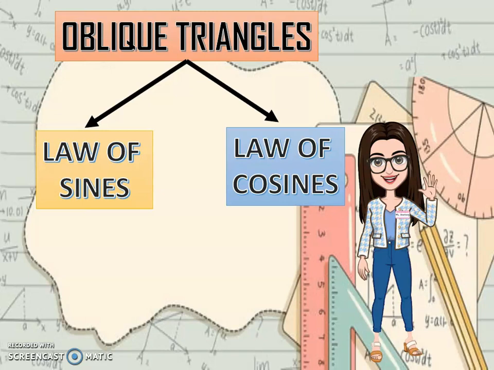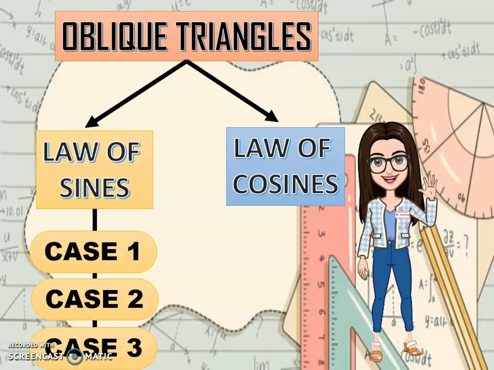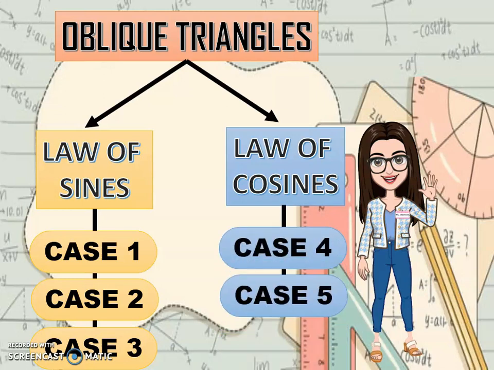But we need to identify first, class, what type of case is the given. There are 5 cases, case 1 to 5. For case 1 to 3, you must use the law of sines in solving these problems, while for case 4 to 5, you will use the law of cosines. Now we're going to learn what givens are classified as case 1, 2, and 3, and what are considered case 4 and 5.